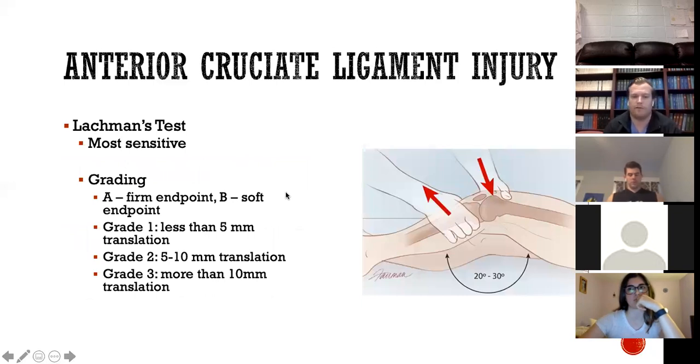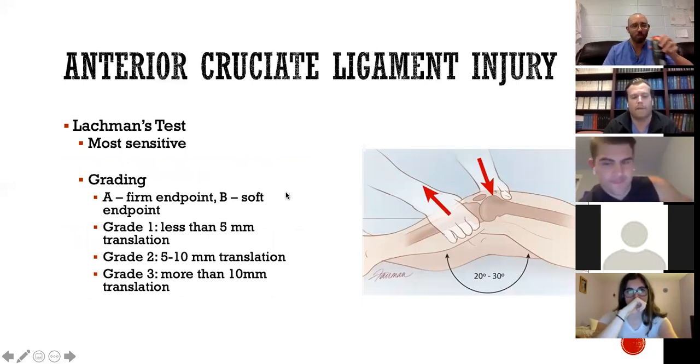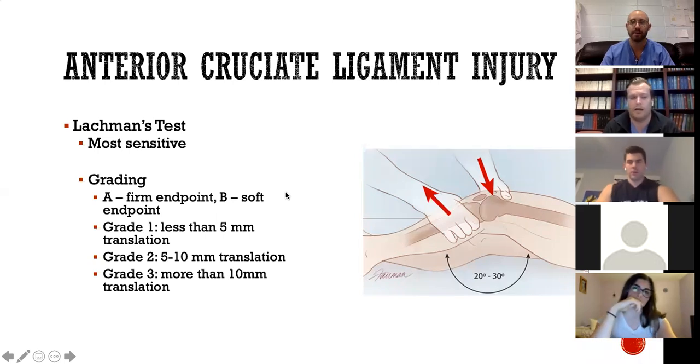The first test that we'll talk about for the anterior cruciate ligament is the Lachman's test. This is what's considered the most sensitive of all the different tests that we can do. You can do it on patients that are awake or asleep, and it has a grading scale of grade 1, 2, or 3, which is described as the translation of the tibia in relation to the femur, as well as whether or not you feel a firm endpoint.